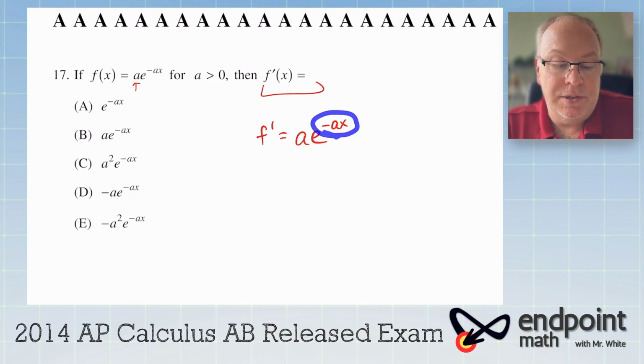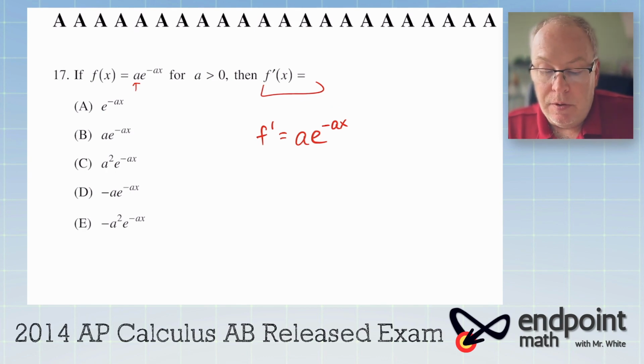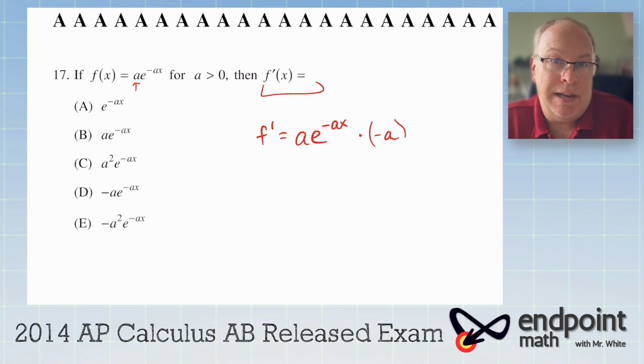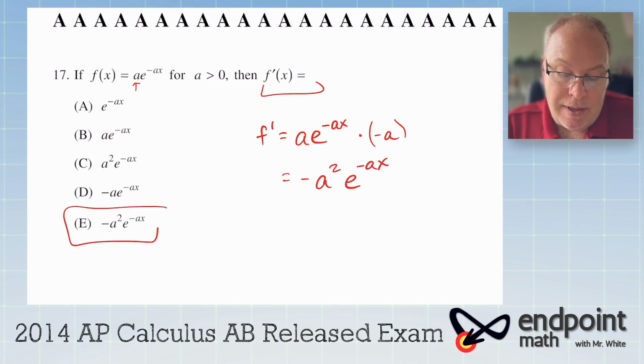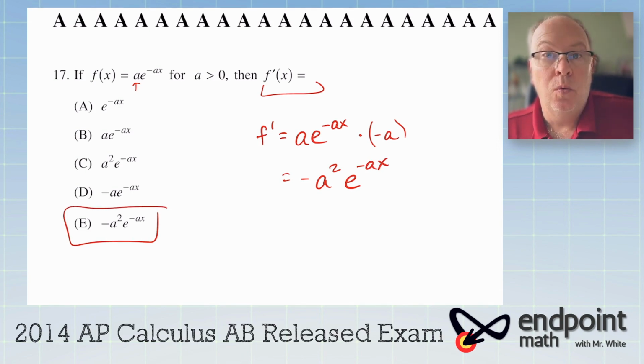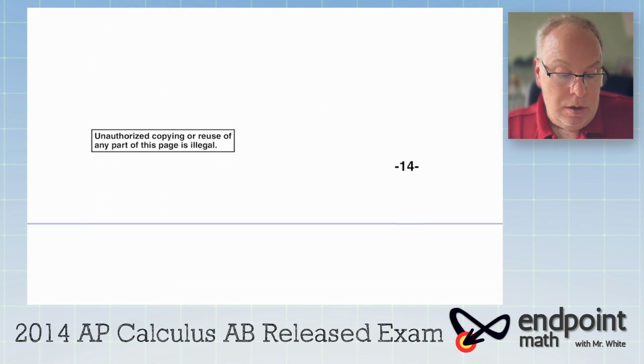So here's the inside function. If we multiply by the derivative of that, that would be negative a, right? If that were negative 5x, the derivative would be negative 5. So we end up getting negative a squared e to the negative ax. So that's the answer right there. Really easy one. You should be able to do that one pretty quickly if you just recognize a is just a number.